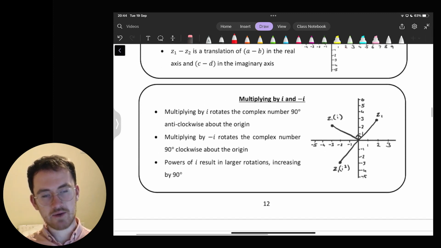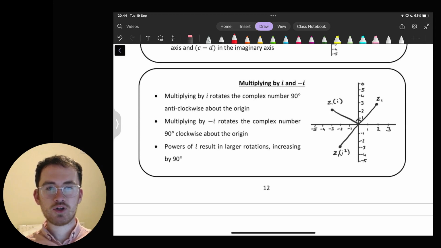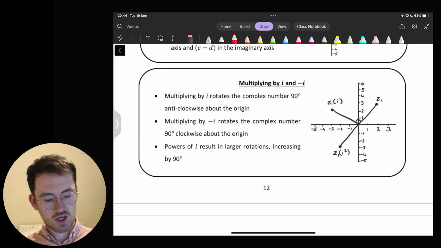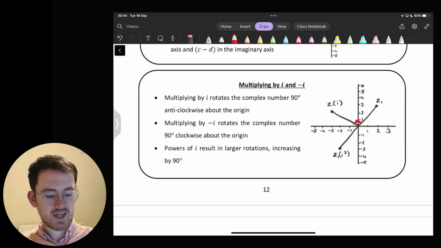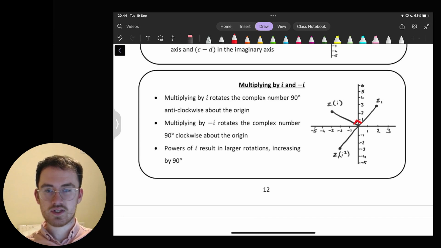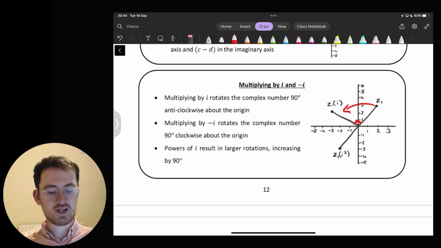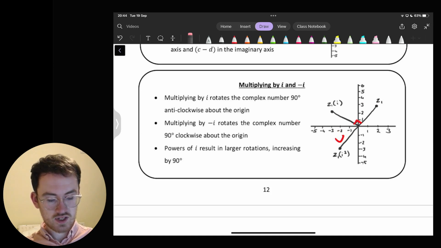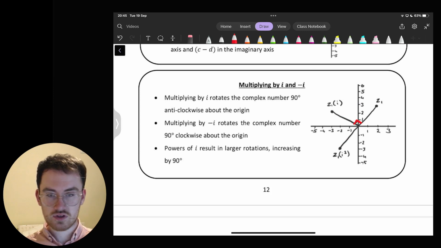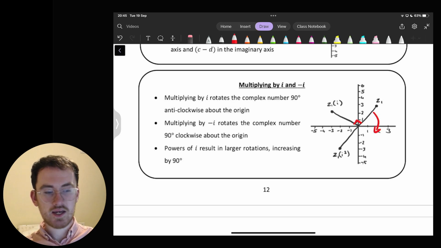If we're multiplying by i and minus i, if we multiply by i, that's going to rotate our complex number 90 degrees anti-clockwise. So we end up with our new complex number being at an angle of 90 degrees with the previous one through the origin. Taking this one here, we've rotated it 90 degrees anti-clockwise. If we multiply by i squared, we've rotated it 180 degrees. If we multiply by i cubed, it would be 270 degrees, and so on and so forth. So powers of i just result in larger rotations. If we multiply by minus i, it would rotate it clockwise, the opposite direction.